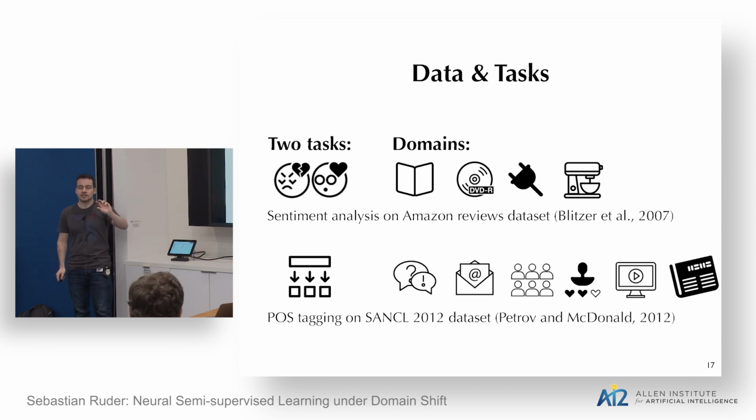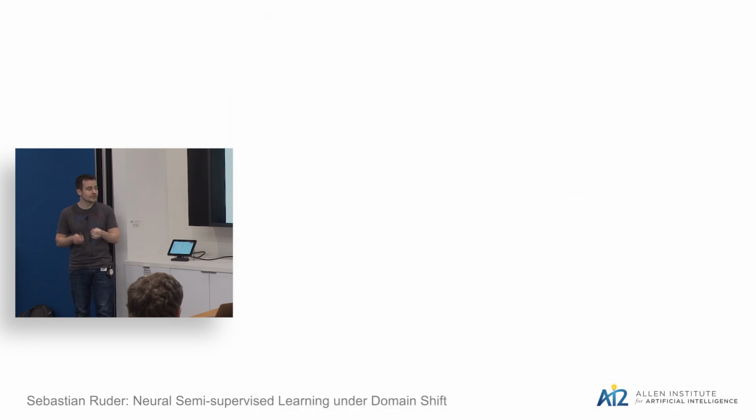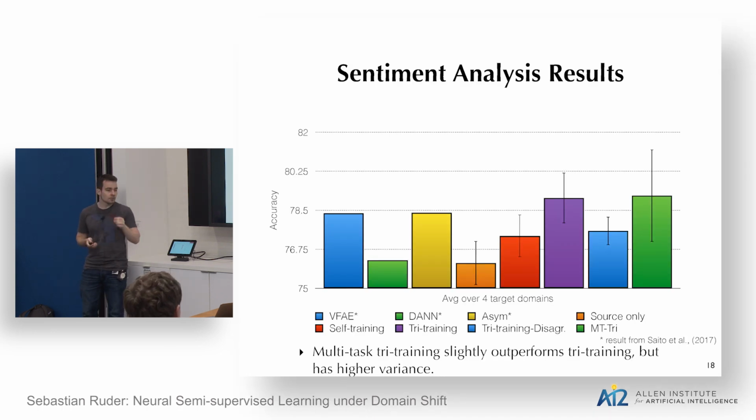The sentiment dataset has different product review domains, and the part of speech tagging dataset has different kinds of web corpora domains, like emails, messages, forum data, or blogs. And then just talking briefly here about the results.